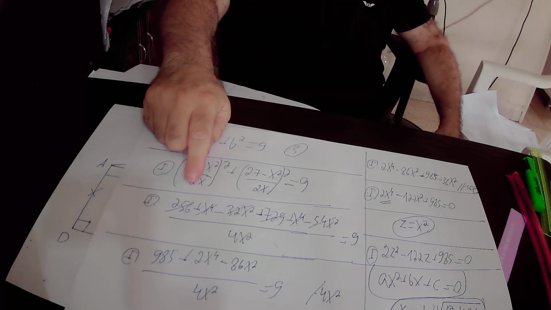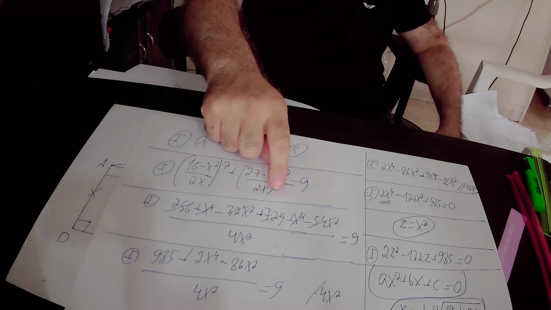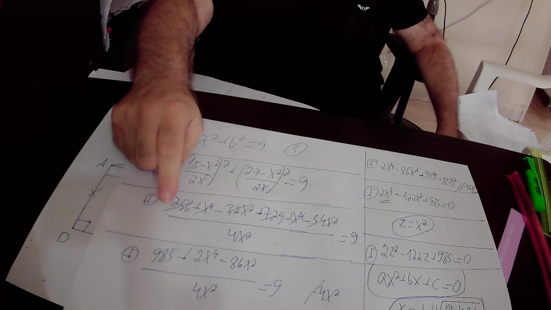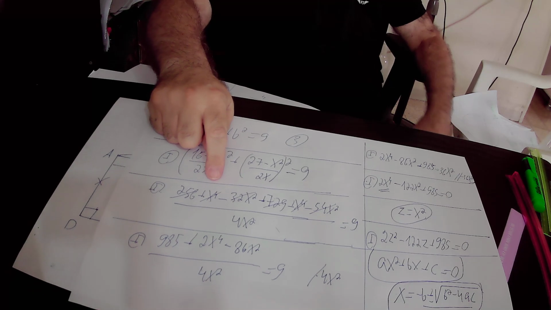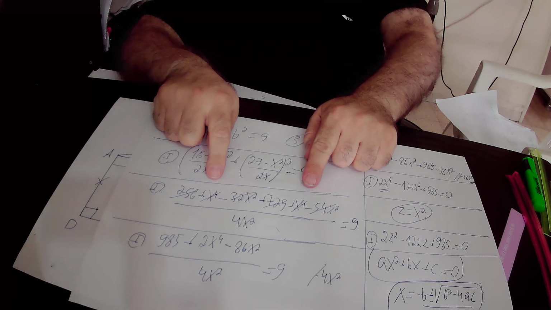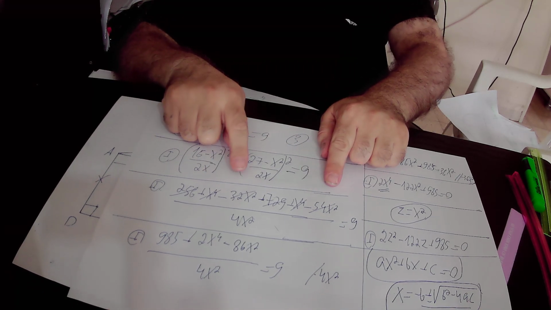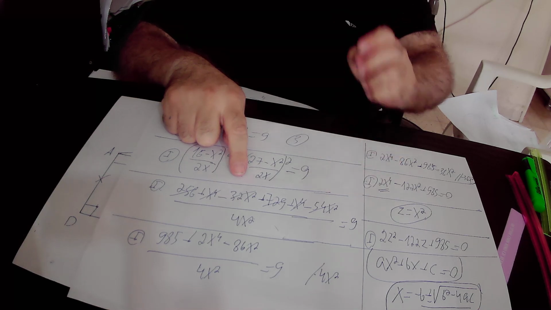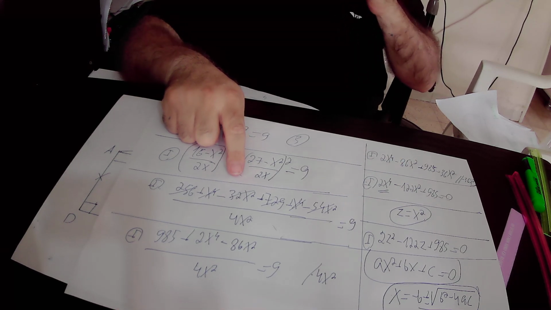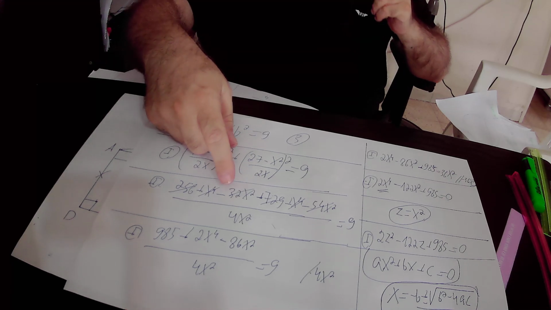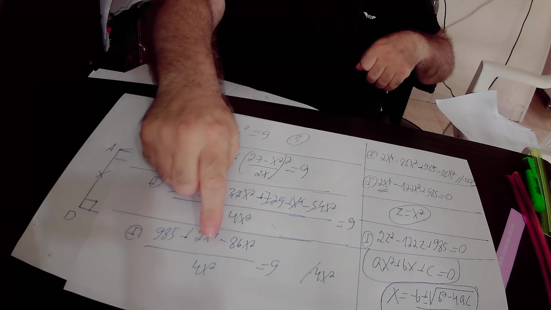Here 256 plus 729 is 985. X to the power of 4 plus x to the power of 4 is 2 times x to the power of 4, and minus 32x squared minus 54x squared is minus 86x squared. All divided by 4x squared equals 9.